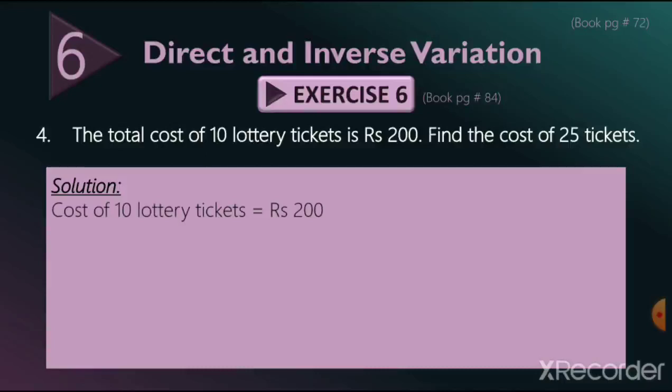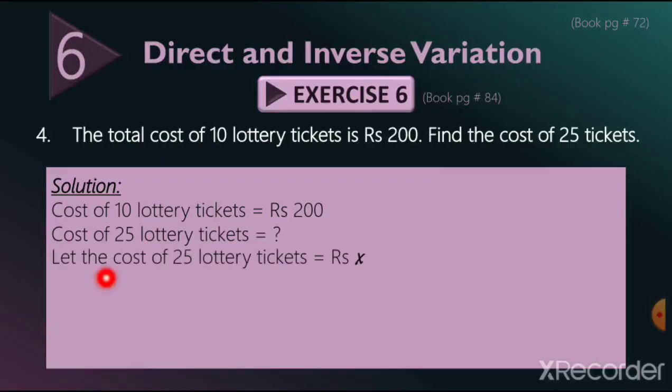You have to collect the data from the question. So cost of 10 lottery tickets is equal to rupees 200. It's given in the question. And the cost of 25 lottery tickets you have to find. Okay, so to find the cost of 25 lottery tickets, you have to take the rupees x, you can say, as a variable.